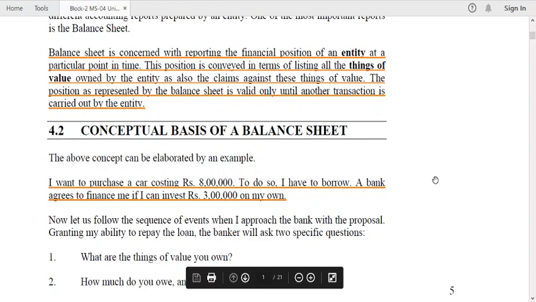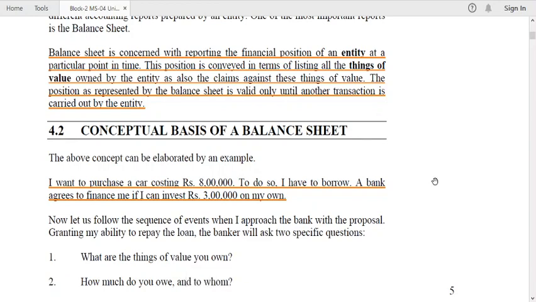The financial position given by the balance sheet will be in terms of items which are owned by the entity and claims against those items. As we see further in this chapter, these are called assets and liabilities. The position as represented by the balance sheet is valid only until another transaction is carried out by the entity, which means if any further transactions happen after giving the balance sheet, the values will be changed.